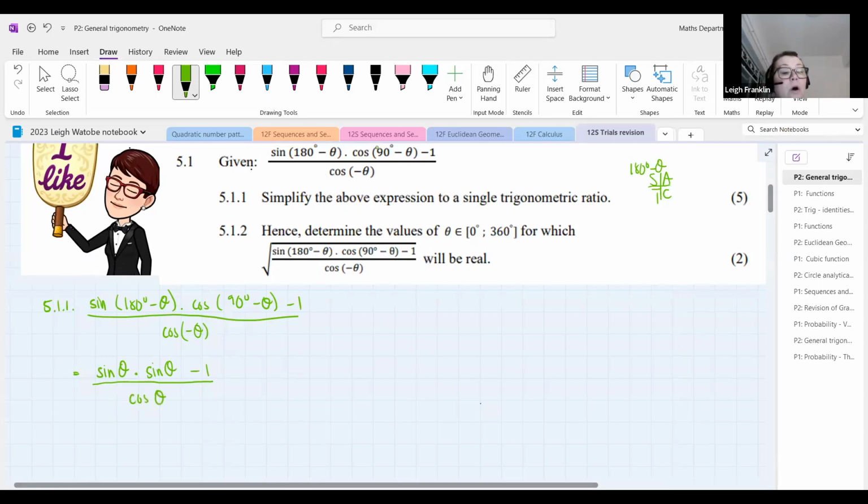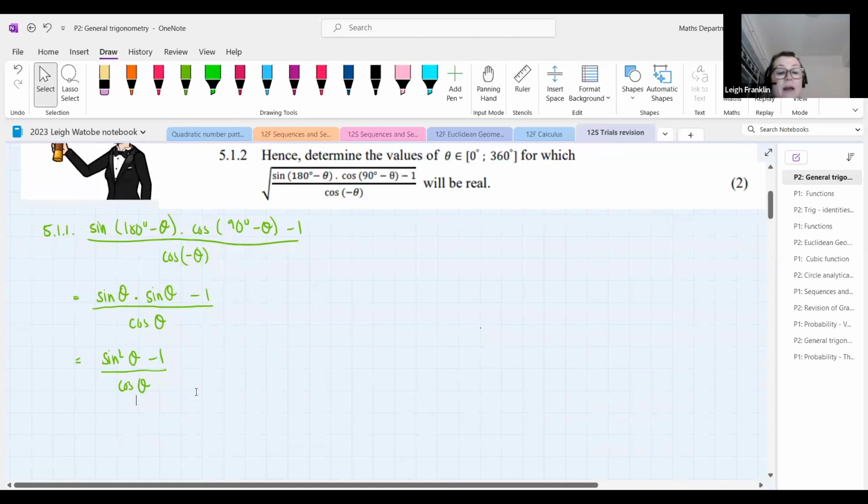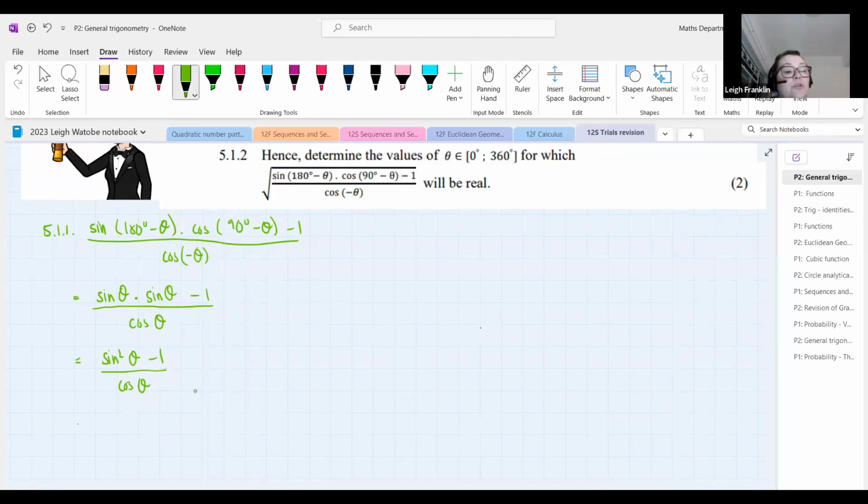Good, well done. Now we can simplify our numerator a little bit. We've got sine theta times sine theta, so that would give us sine squared theta minus 1, over cos theta. Now obviously we need to do a little bit more simplifying. What do you think we should do to the numerator? There's two different things we could do. What would you guys do?